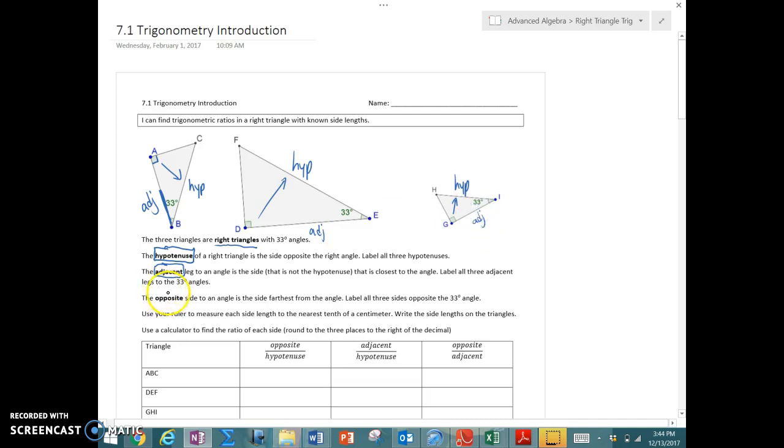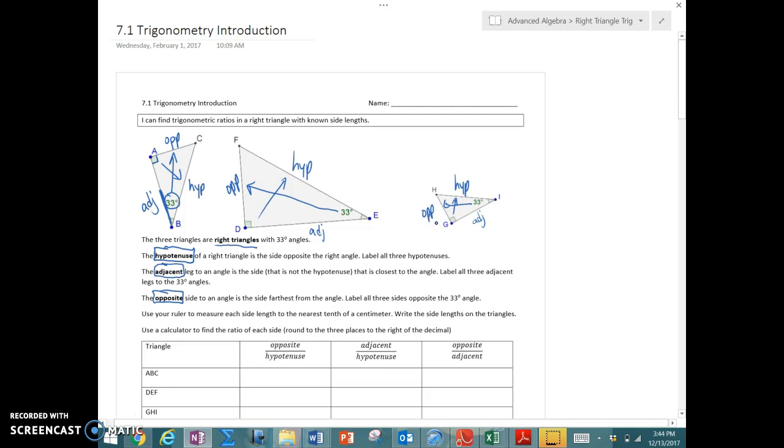Last but not least, we have the opposite. Now, one common question I get is opposite of what? It's opposite of the angle that you are talking about in the triangle. And in this case, in all 3 situations, we're talking about that angle of 33. So when we say opposite, we mean across the triangle from there. Okay? So we can see how that third side ends up as opposite in all 3 cases.